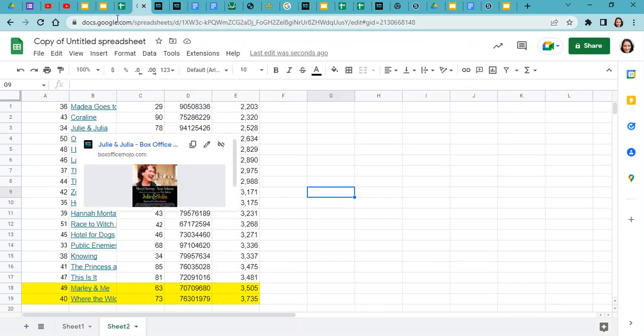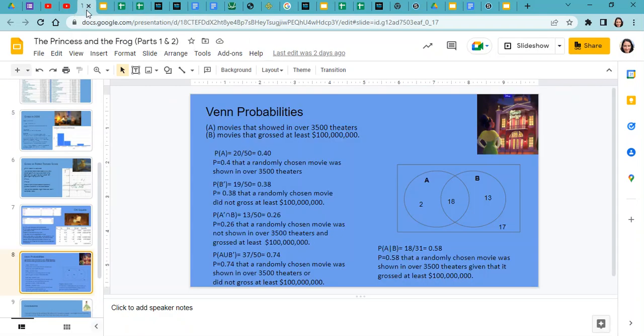Okay, so making your Venn diagram is the hard part. The rest of it's not that bad. The probability that something is an A, remember you need to include both parts of A, out of 50 movies. The probability that a movie is not B, so that means everything that's not in circle B, so 2 and 17 makes 19. The probability that it is not A and it is B, so not A is here, and it also has to be B, so that's just the 13.